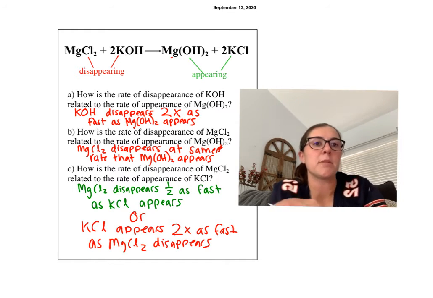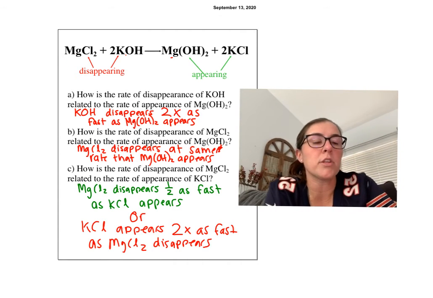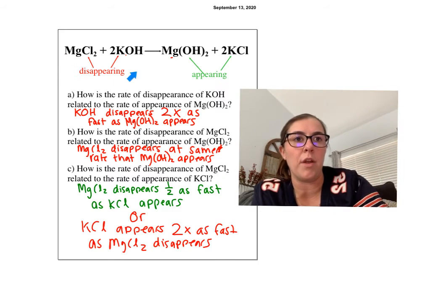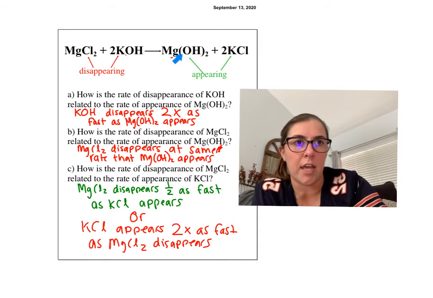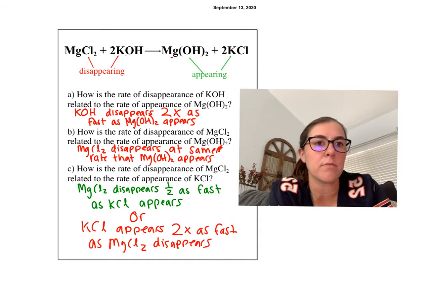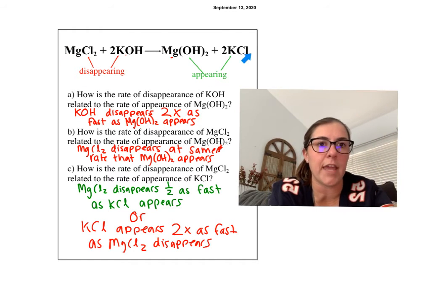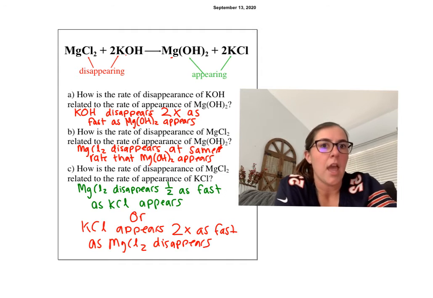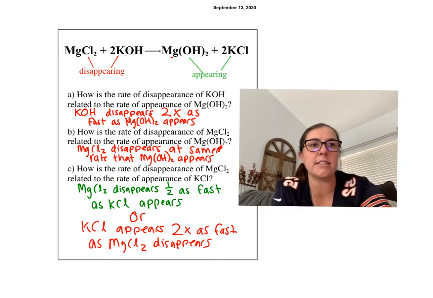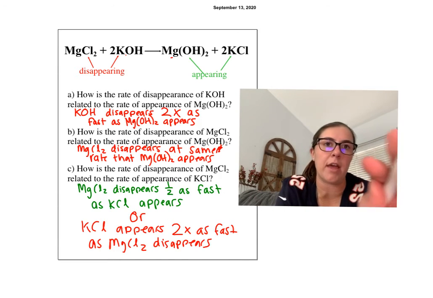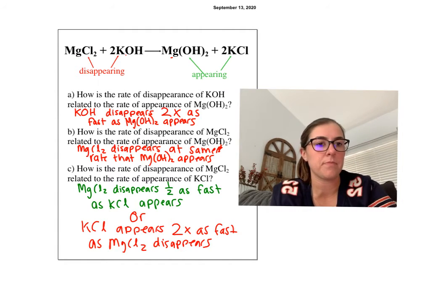How about the rate of disappearance of MgCl2 compared to the rate of appearance of Mg(OH)2? Well, those are going to be the same because the stoichiometry is 1 to 1. So I'm going to disappear this one at the same rate that this one appears. And then how is the rate of disappearance of MgCl2 related to the rate of appearance of KCl? Well, you could either say MgCl2 disappears half as fast, because it's a 1 to 2, as KCl appears, or you could phrase it this way: KCl appears twice as fast as MgCl2 disappears.